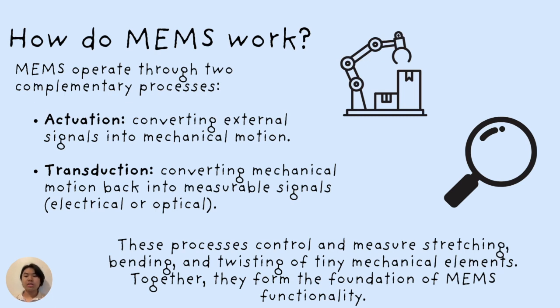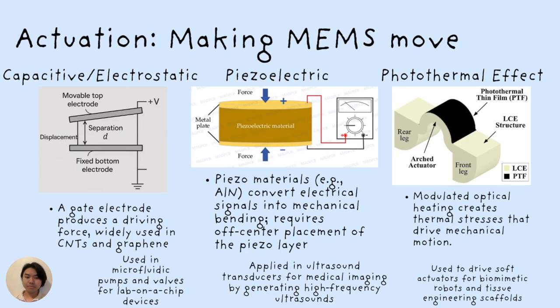Once motion has been created, transduction takes that nanomechanical movement and converts it back into a measurable signal. This signal can be electrical, such as a change in resistance or capacitance, or optical, such as a shift in reflected light. Transduction is how MEMS talk back to us, translating their mechanical behavior into data we can record, analyze, and use. Together, actuation and transduction form a closed loop. This loop allows MEMS devices to function as sensors, actuators, and even integrated systems that can both manipulate and monitor the micro and nanoscale world.